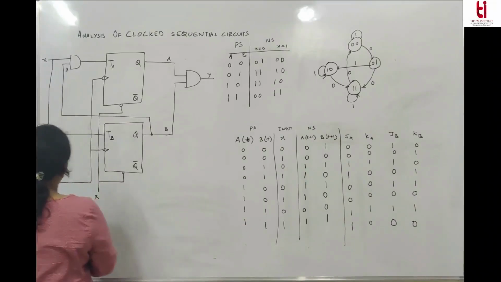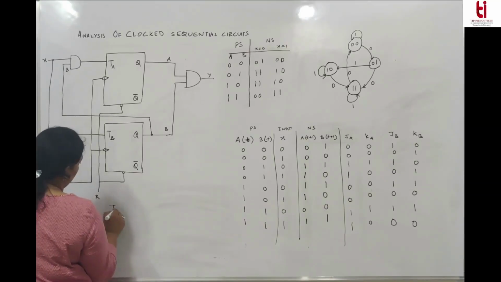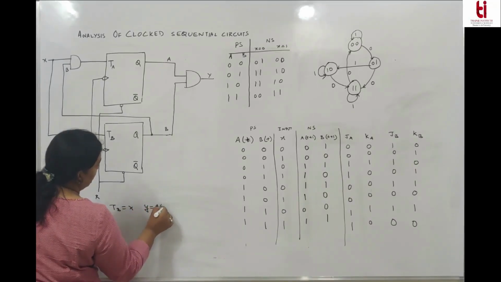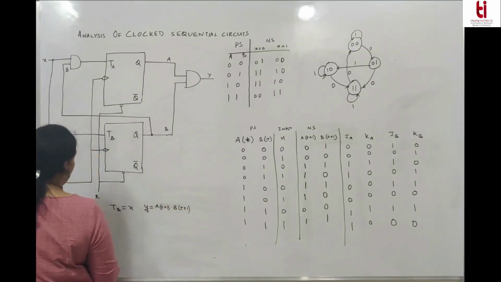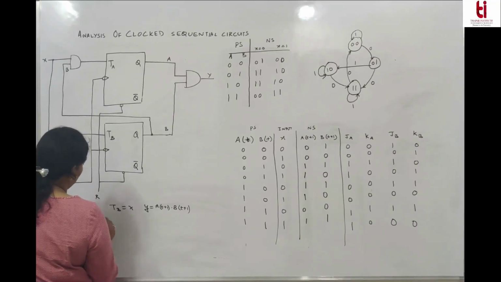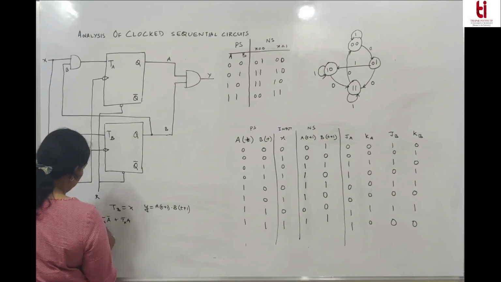So here we'll have next state equations. What is TA? It is B into X. What is TB? It is X. What is Y? It is A and B. Next state equations of A and B. Now what is A? It is T A bar plus T bar A. What is TA? BX.